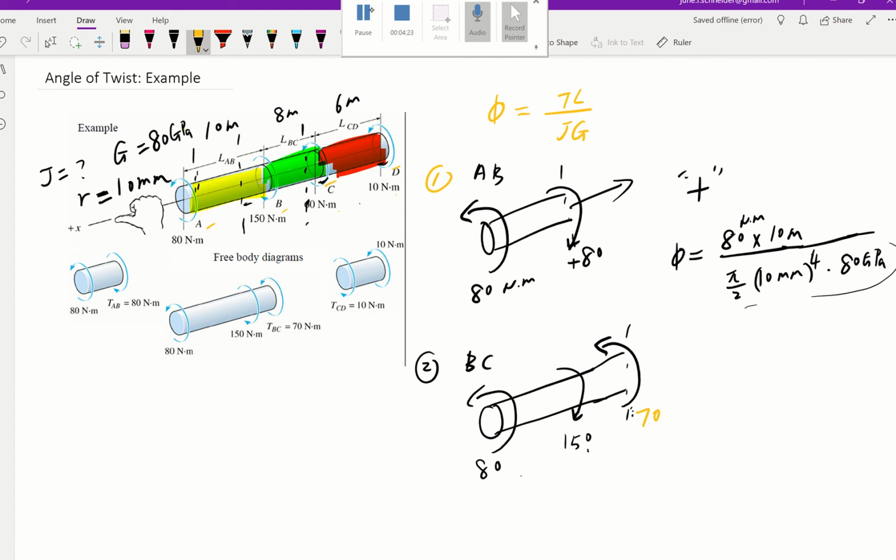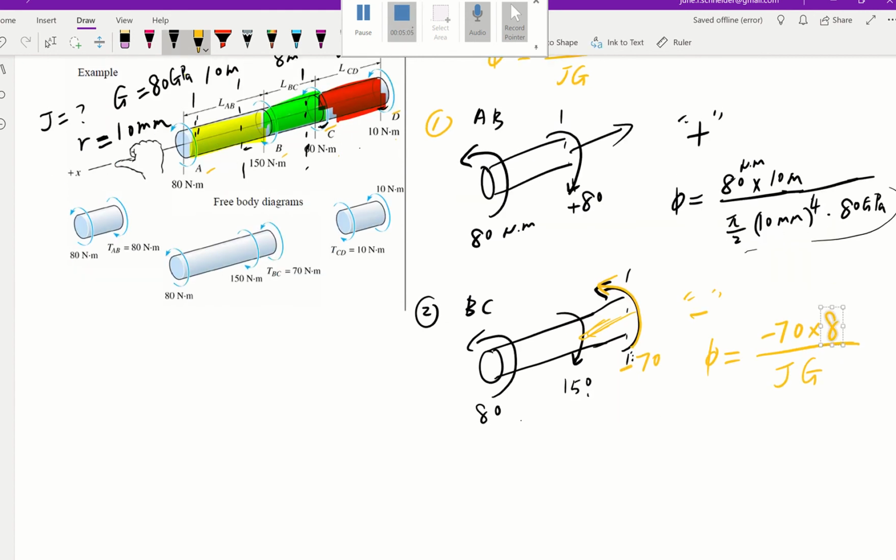So this is 70, but is this positive or negative? Again, take out your right hand, your forefinger goes around this direction, and you realize your thumb is pushing into the shaft. Remember, going outward is positive, pushing into it is going to be negative. So in other words, this is going to be negative 70. So our phi for this is going to be over JG, with negative 70 times the length for BC, which is 8 meter.